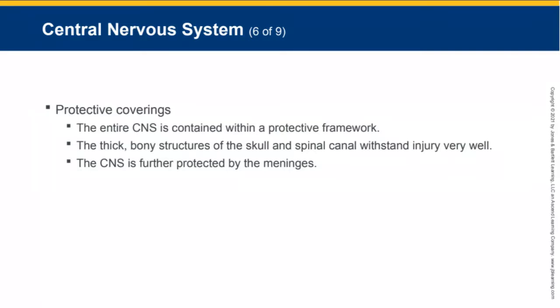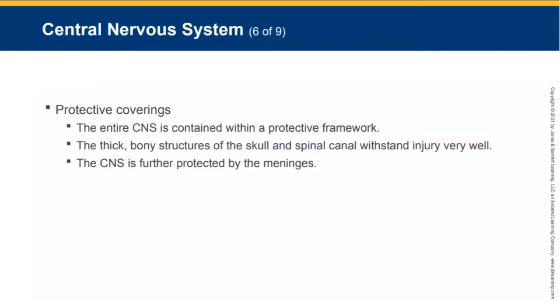The protective coverings. The entire central nervous system is contained within a protective framework. The thick, bony structures of the skull and the spinal canal can withstand injury very well. The CNS is further protected by the meninges, the membrane that covers the brain, and it has three layers: dura mater, pia mater, and the arachnoid layer. Three layers or three areas.